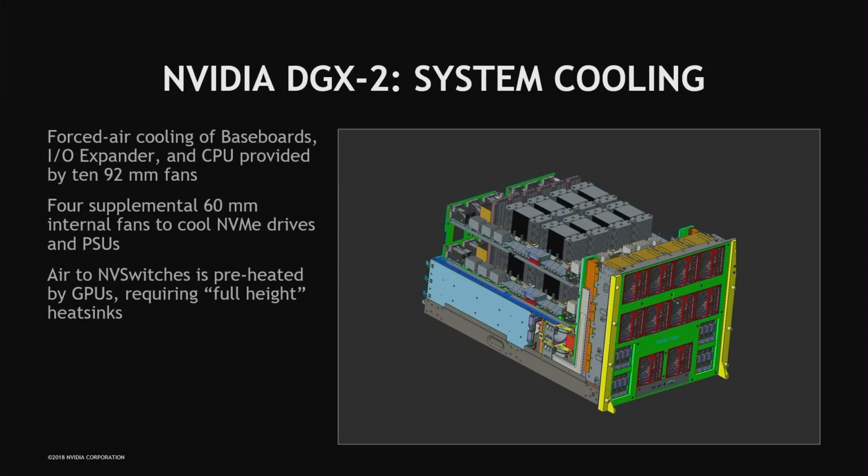Cooling-wise, we've got 4, I guess it's, 92-millimeter fans cooling each one of the GPU baseboards, and 2 similar fans that are used to cool the CPU and the various InfiniBand NICs and the PCIe switches. Cooling the NVMe drives here at the front of the box and the power supplies back here was a challenge, and we actually ended up having to insert a couple of internal fans to help push air through those structures.